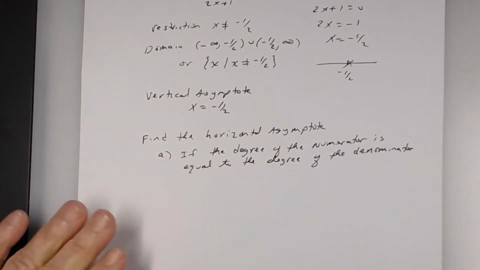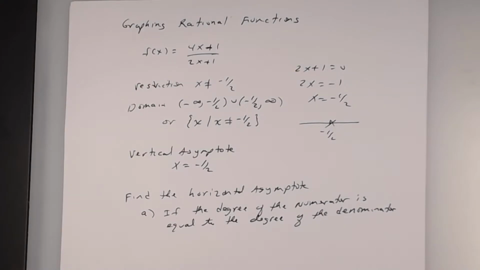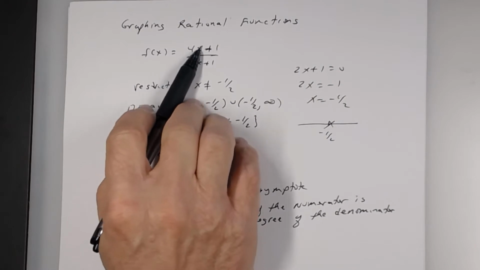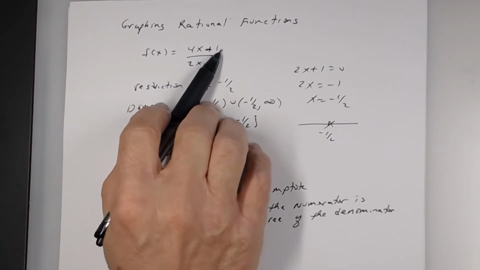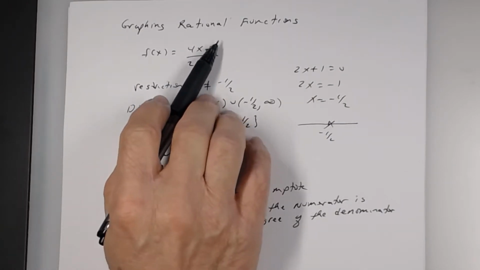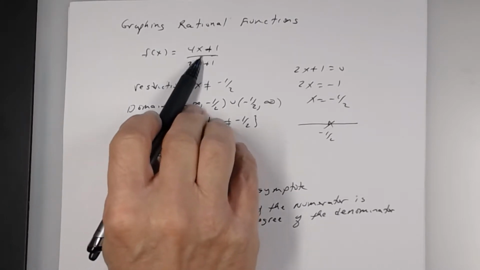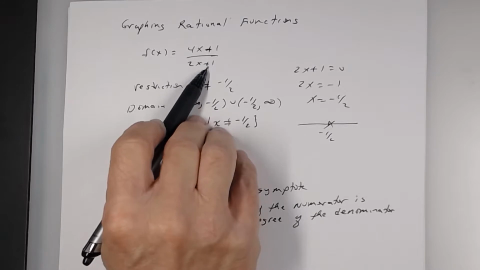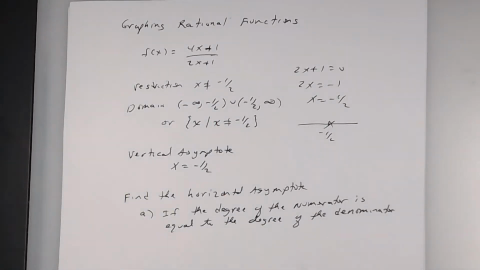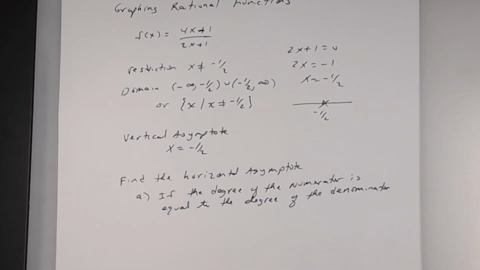In our example, what is the degree of the numerator? 1, good. How many terms are in the numerator? 2. What's the degree of that first term? 1. What's the degree of the second term? 0. What is the degree of the denominator? 1. What's the degree of the first term? 1. What's the degree of the second term? 0. So the degrees are the same, right? Okay, so in our example, the degrees are the same.